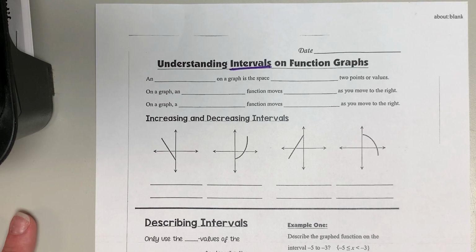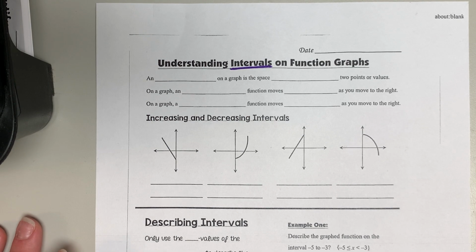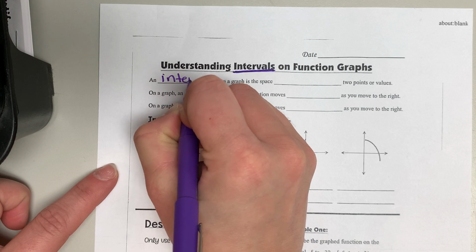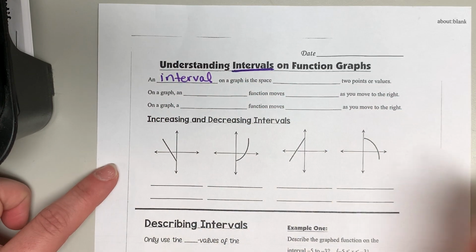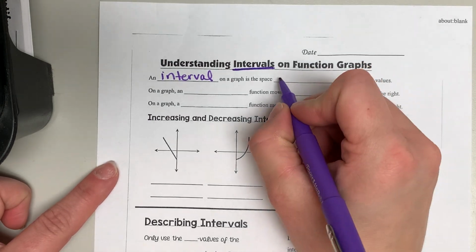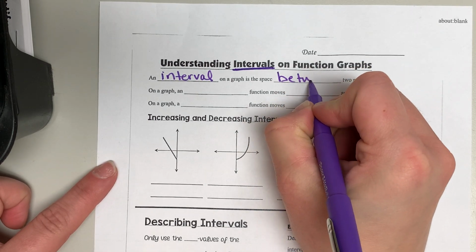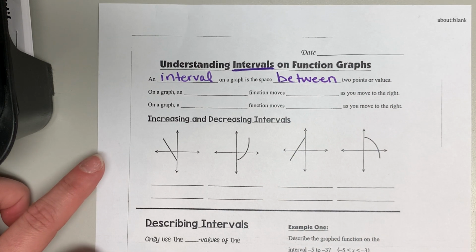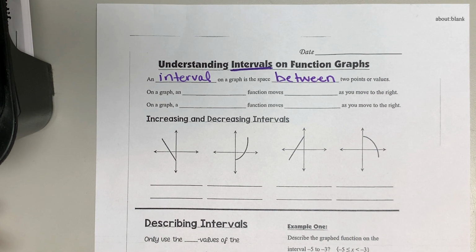At the top it says, a blank on the graph is the space blank 2 points or values. So an interval on a graph is the space between 2 points or values. So an interval is the time or the space between something happening.